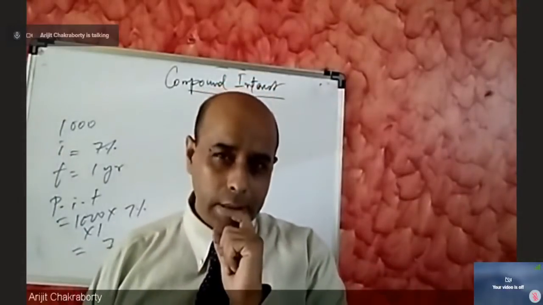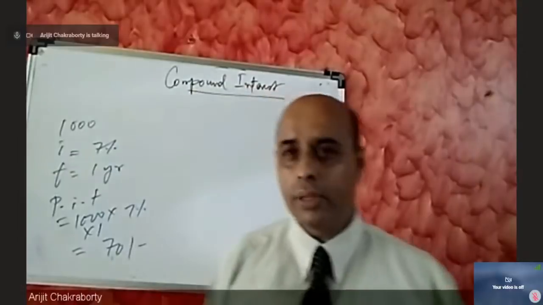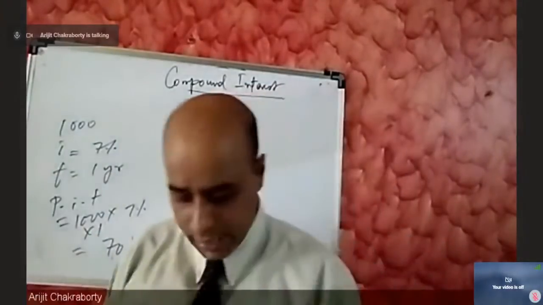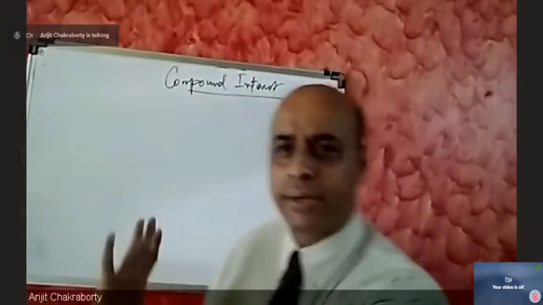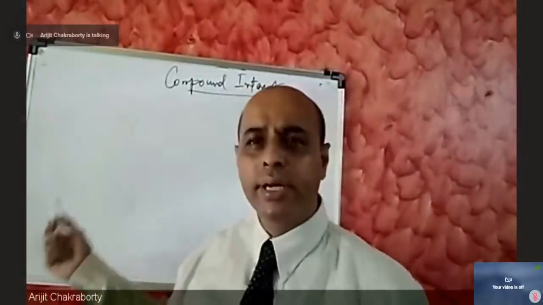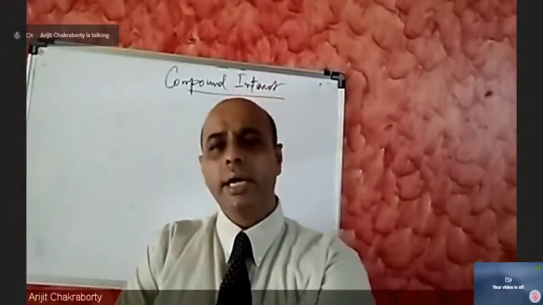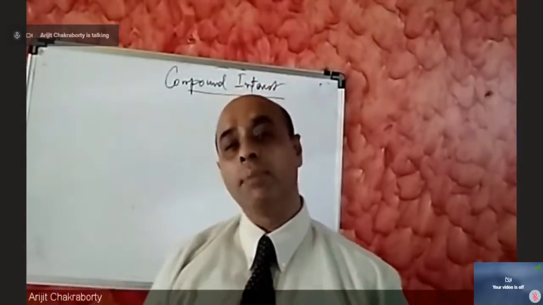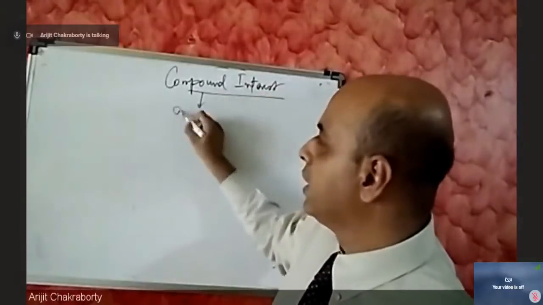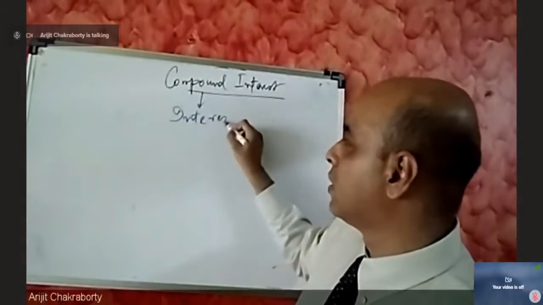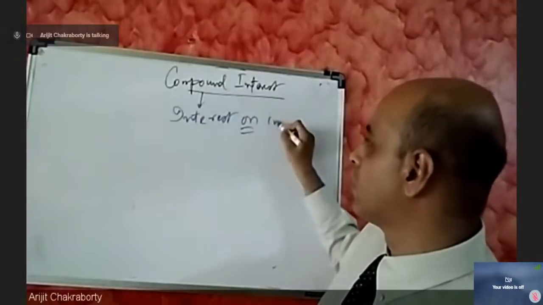But just imagine, let's take an example of how we can understand compound interest. This is simple interest, and we have done 7-8 numericals based on simple interest. Now I am taking the example of compound interest. Compound interest means interest on interest.